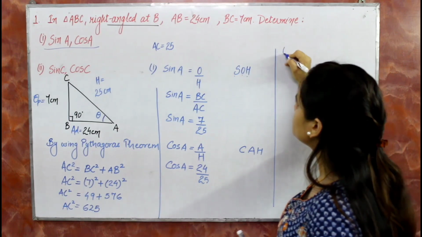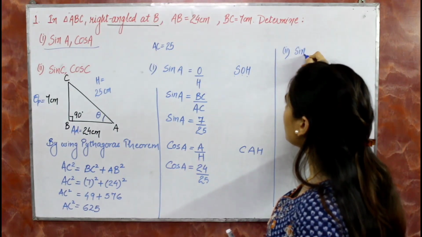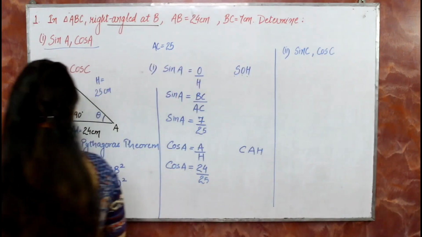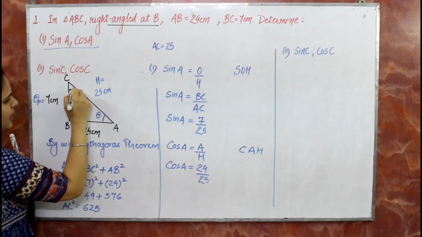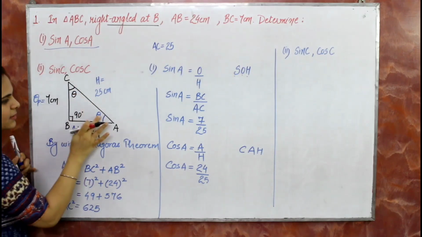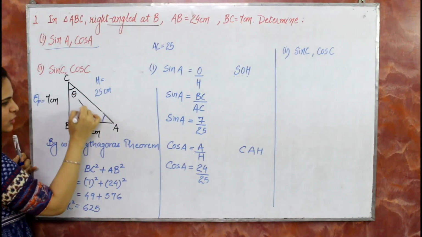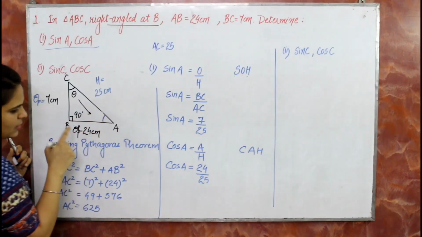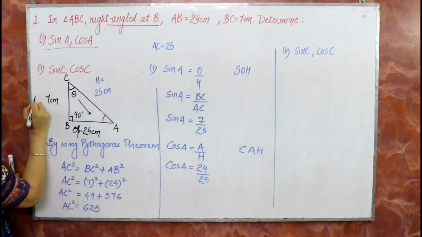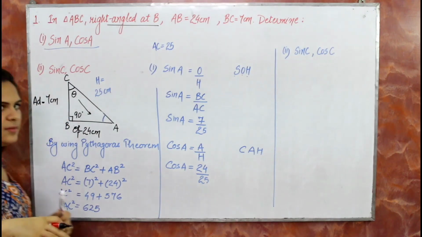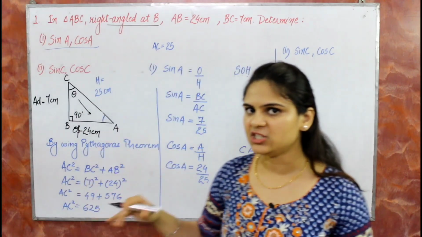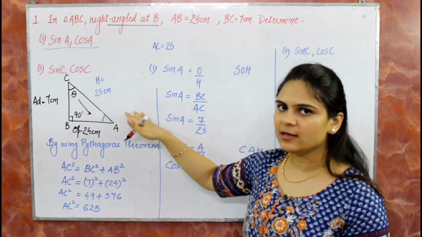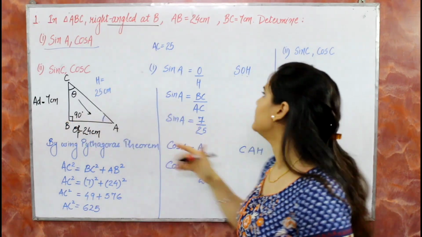Similarly, we'll find sin C, cos C. In this case, we are interested in this angle. So this time, this will be our theta, and the side opposite to theta will be this 24. So it's the opposite side now, and this will become your adjacent side. Adjacent side and opposite side can change depending on the angle, whereas hypotenuse is the longest side of the triangle, which is fixed and opposite to 90 degree.